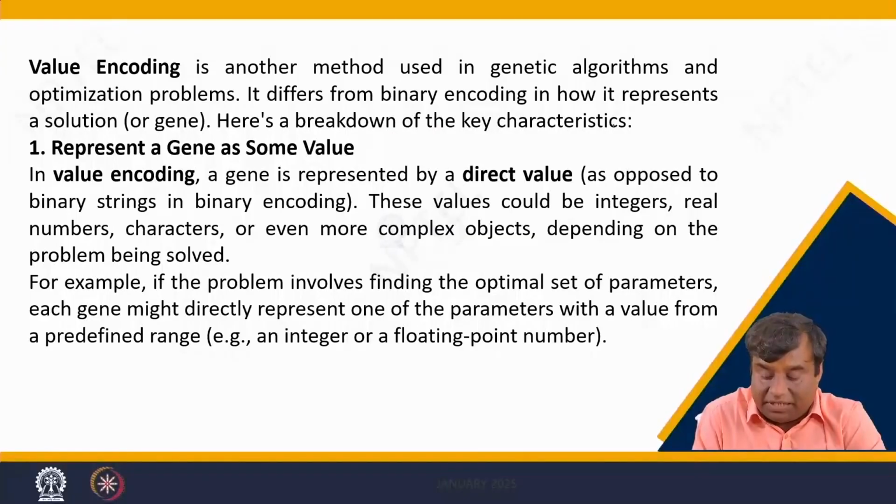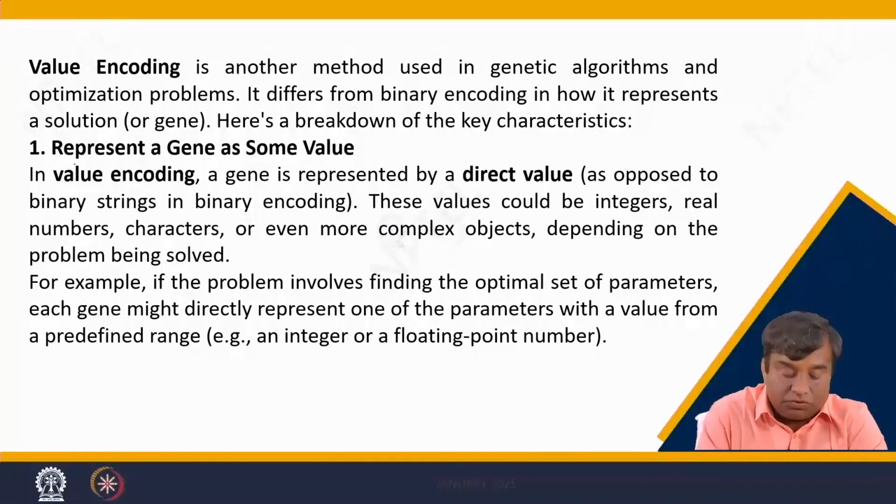The first one is that it represents a gene as some value. In value encoding, a gene is represented by a direct value, as opposed to binary strings, that is, binary encoding. These values could be integers, real numbers, characters, or even more complex objects depending on the problem being solved. For example, if the problem involves finding the optimal set of parameters, each gene might directly represent one of the parameters with a value from a predefined range, for example integer or floating point numbers.